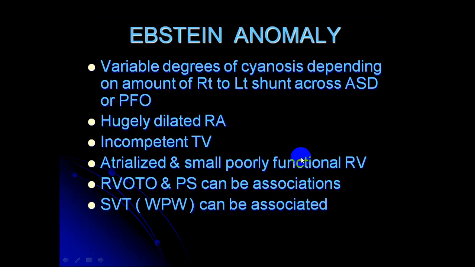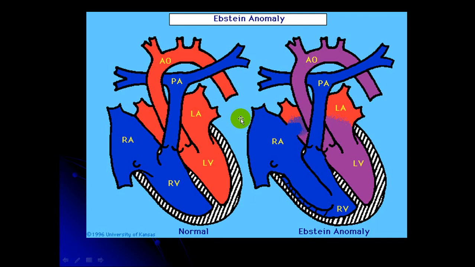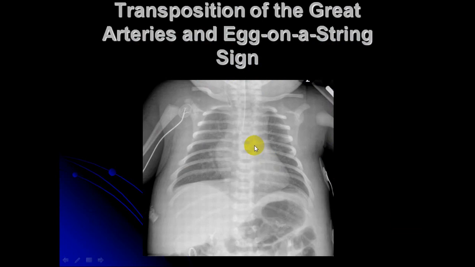And Ebstein anomaly, look at the normal right and left ventricle. Here the right atrium becomes big, with some atrialization of the right ventricle. Most of the right ventricle is atretic and the right atrium is big. Also rare.